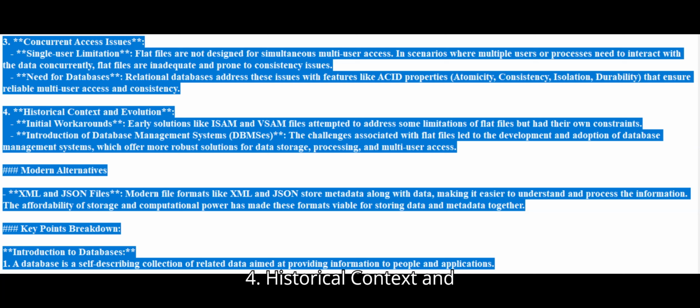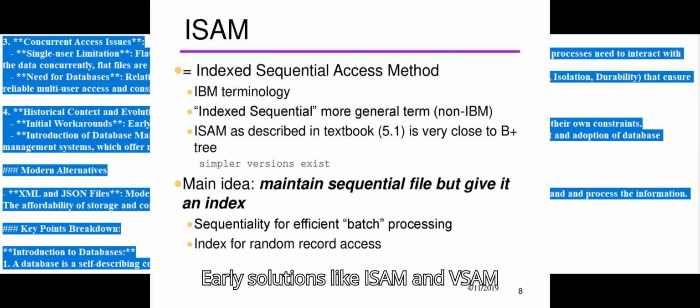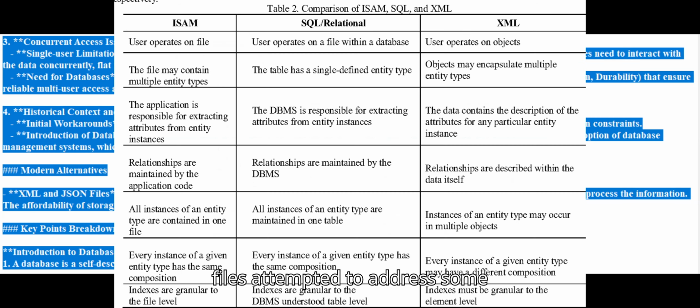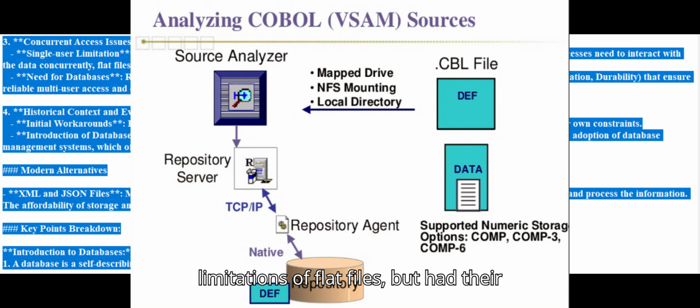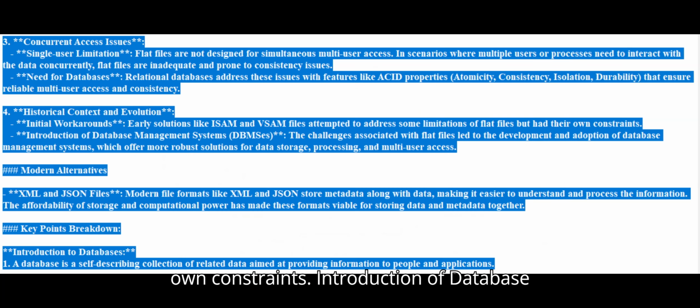4. Historical context and evolution. Initial workarounds. Early solutions like ISAM and VSAM files attempted to address some limitations of flat files, but had their own constraints. Introduction of database management systems, DBMSs. The challenges associated with flat files led to the development and adoption of database management systems, which offer more robust solutions for data storage, processing, and multi-user access.